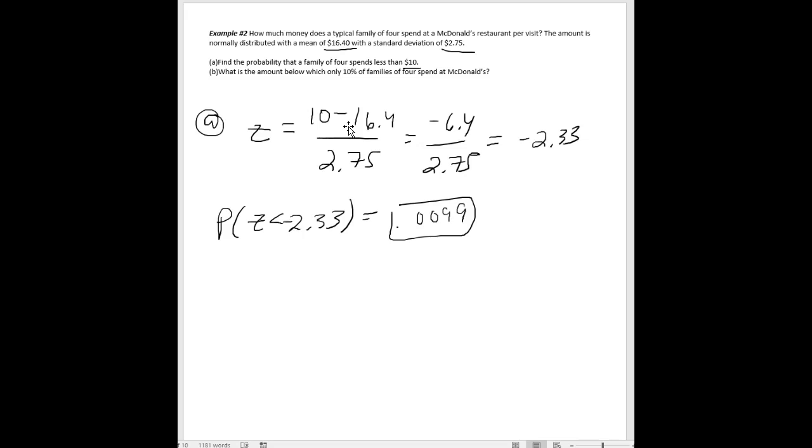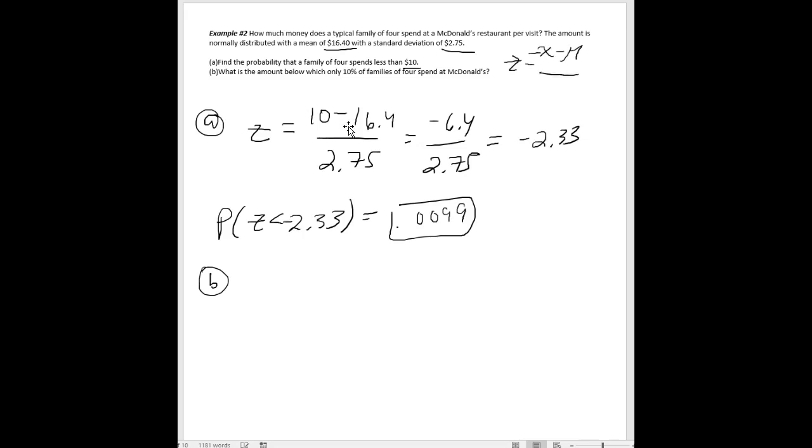Cool. Now, this is a little bit of a trickier problem in B. What is the amount below which only 10% of families of 4 spend at McDonald's? This might not be obvious, but this is asking you to figure out the amount. So what are we looking for? We're not looking for a z-value. We're not even looking for probability because we're given a probability. We're saying we assume that 10% of families are going to spend less than some amount. Find that amount.